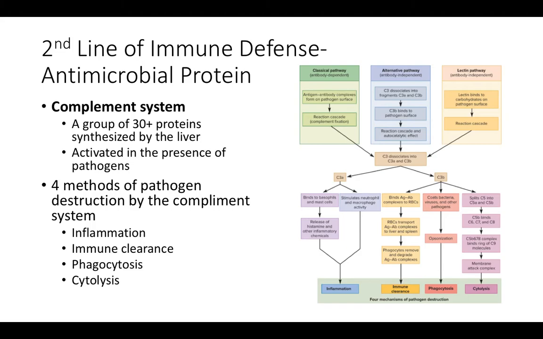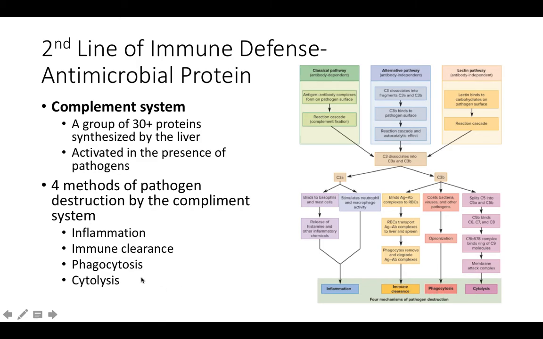If you guys remember when we talked about the blood clotting cascade, and I showed you there's all these big reactions, this is very similar to that. I don't really care that you guys remember this big long cascade, but what I do want you to take away from this slide is that the result of that big long cascade of reactions, so one protein is developed and it catalyzes the reaction of another and another and another, is that the end result is we get inflammation, immune clearance, phagocytosis, and cytolysis.